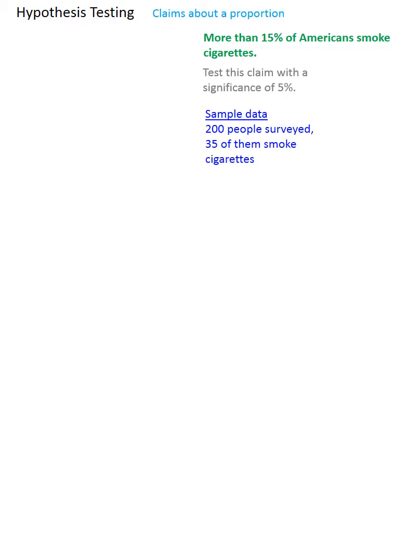So here's the sample data that we collect. We survey 200 people, 35 of them smoke cigarettes. By the way, 35 divided by 200 is 17.5%. And this does appear on first glance to lend evidence to the claim that the percentage of smokers nationwide is more than 15. Notice that this is 2.5% higher than the number in the claim.